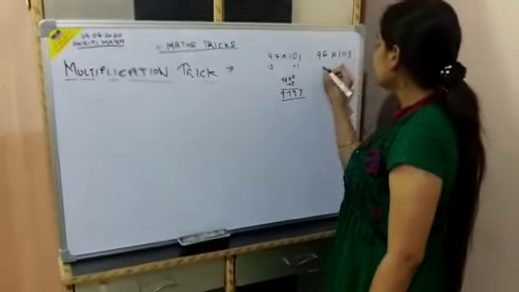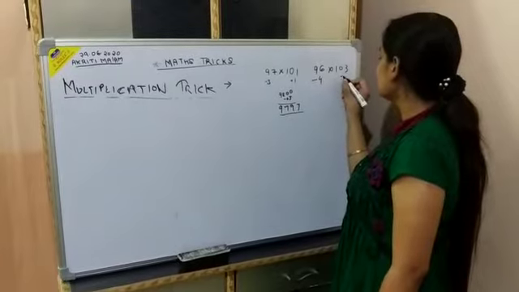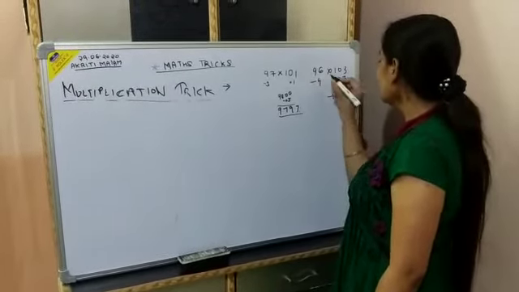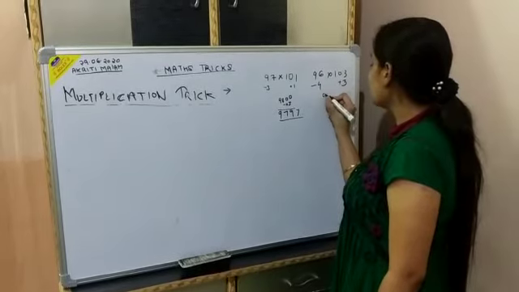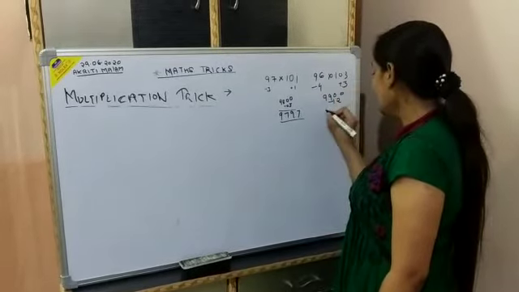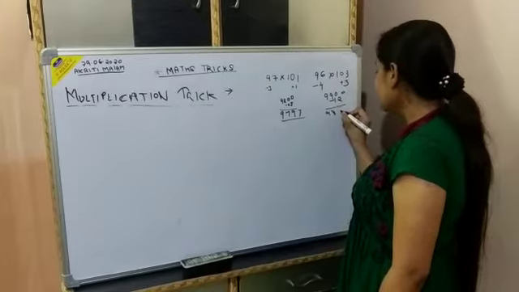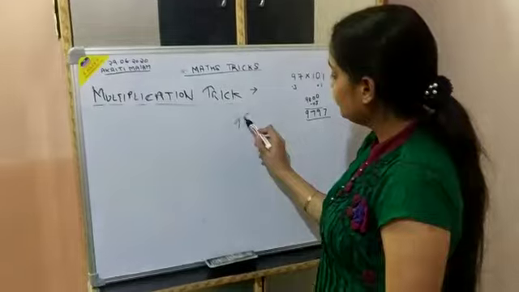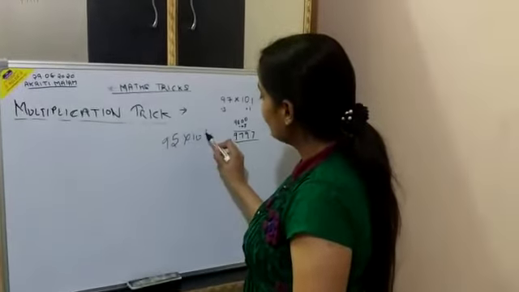I'll show you with one more example. 96 into 103. This is 4 less than 100 and this is 3 more than 100. Minus 4 into 3 is minus 12 again. 103 minus 4 is 99. 00 we'll write and the answer is 9888.